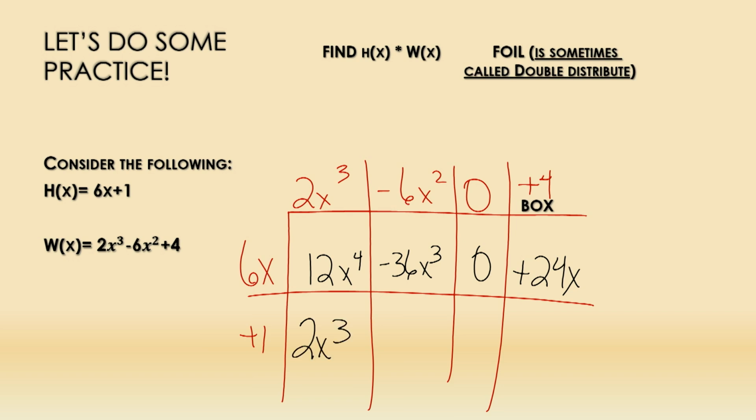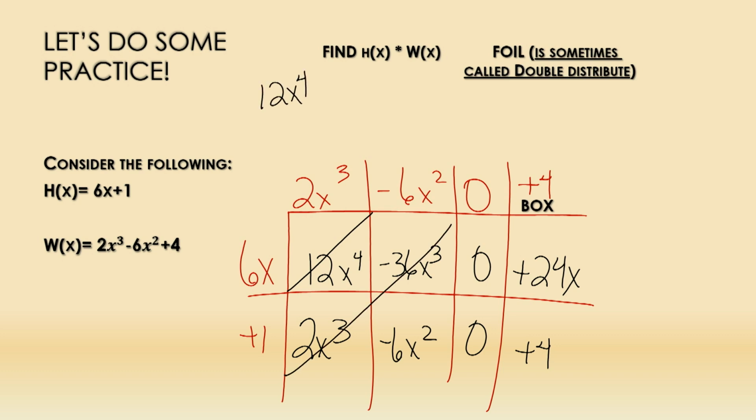Negative 6x squared times 1 is itself. Anything times 0 is 0. And positive 4 and 1 is going to be a positive 4. I'm going to add my like terms by adding corner to corner, or diagonally. So I'm going to have 12x to the fourth.